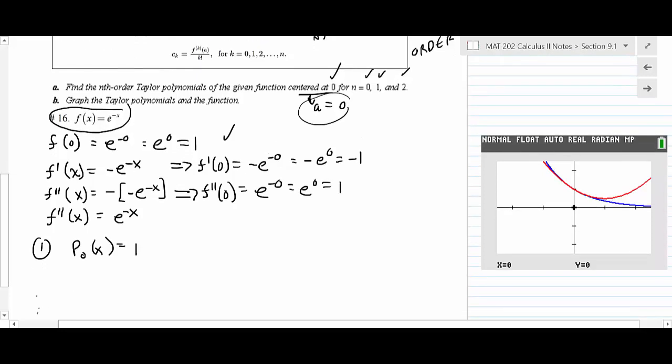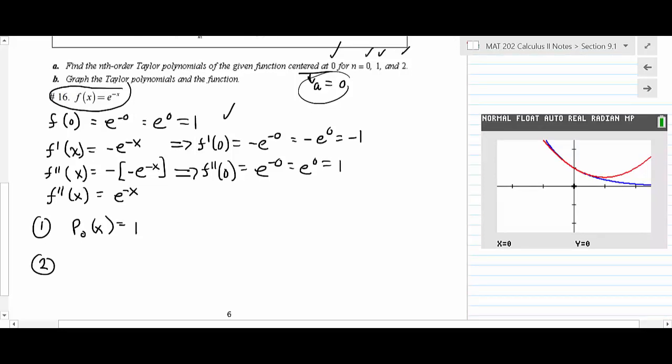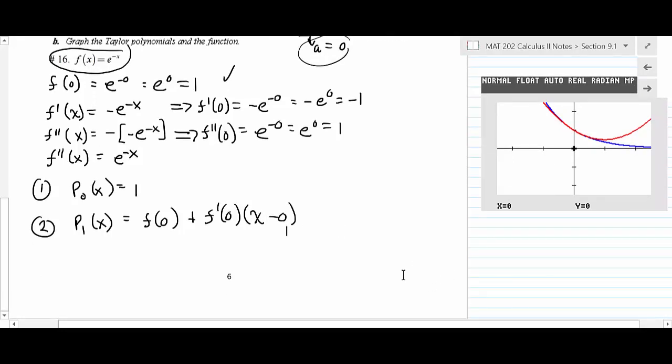Okay, and one of the things you want to try to do is put this together. You want to get the formula memorized. It's not that hard to memorize either, and this is an important formula, so you want to get this memorized. So when we go to P1 of x, the formula would be f of 0 plus f prime of 0 x minus 0. Again, we're centered at 0. That's where all the zeros are coming from. Okay, so then we just put this together. So f of 0 was 1. Okay, the derivative f prime of 0, I think when we did that, let's see, we did f prime right here. That was negative 1. So that's going to be plus negative 1 x minus 0. So I'm just going to write that as 1 minus x.